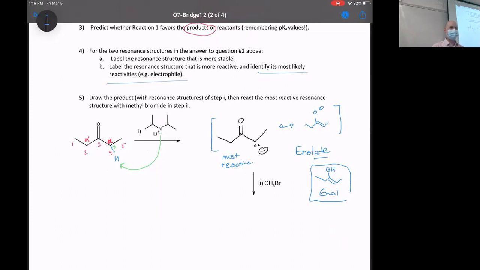Base or a nucleophile, right? Negative charges, bases and nucleophiles. All right, so at this point, it's just sitting in that pot waiting for you to add something. So let's say that we add methyl bromide, CH3Br.